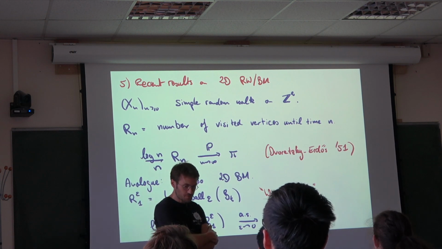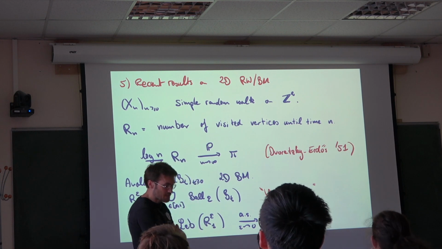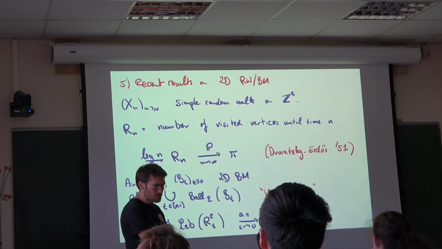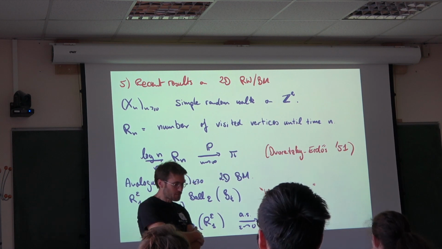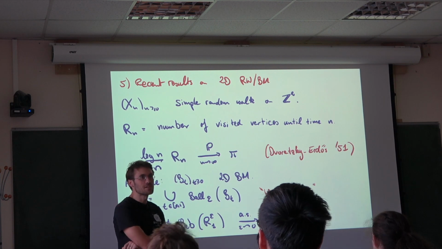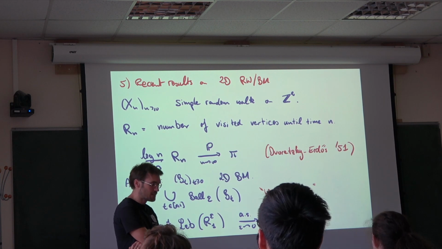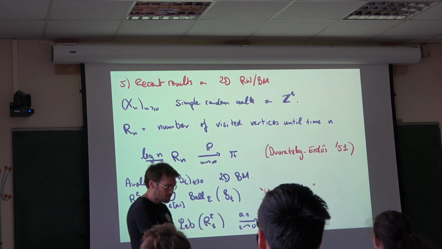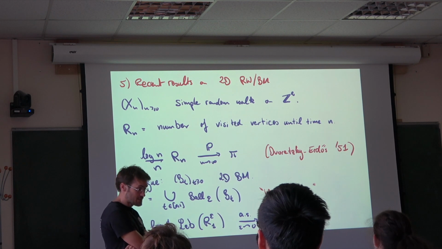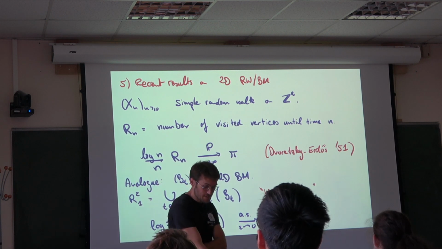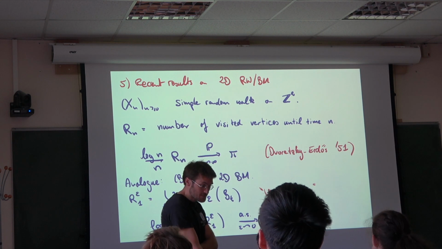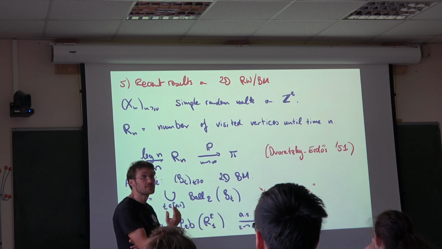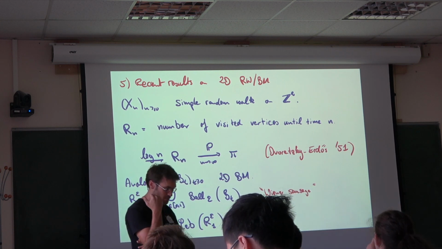And so what Dvoretzky and Erdős showed is that Rn is almost linear. By time n, you will have visited almost of order n vertices, but there is an additional log factor. So in reality, you will have visited of order n divided by log n vertices. And in fact, what's maybe quite surprising is that there is an explicit constant such that log n divided by n times Rn converges in probability to that constant. And this constant is our beloved number pi.